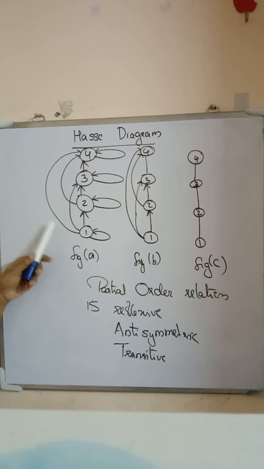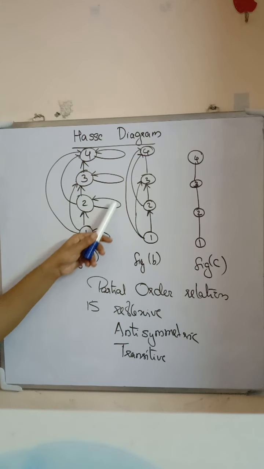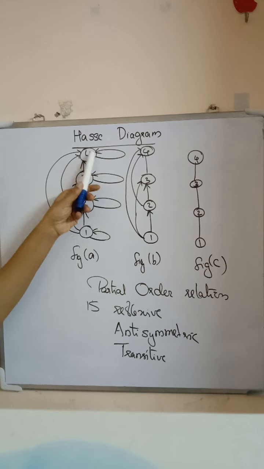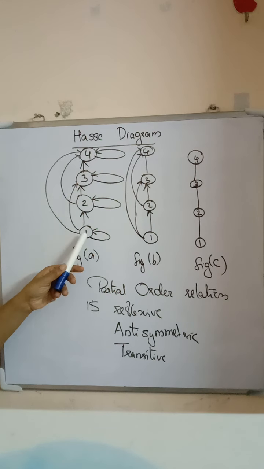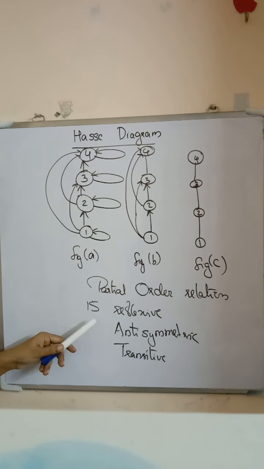Figure A shows the digraph representation of a partial order relation. Here 1 related to 1, 2 related to 2, 3 related to 3 and 4 related to 4. So all the elements in the set is related to itself, so it is reflexive.